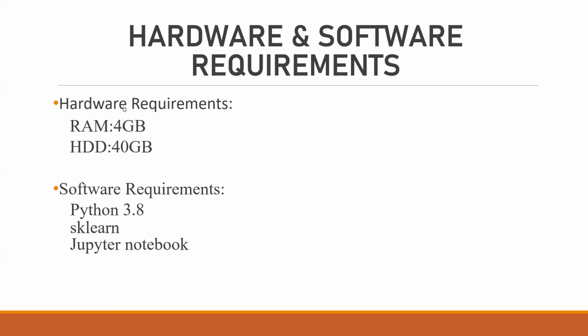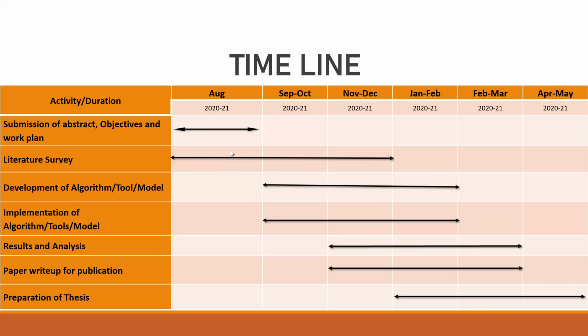The hardware and software requirements are like, it requires 4 GB RAM and 40 GB hard disk space. And the software requirements are, we are implementing the project with Python 3.8 by using sklearn package and also Jupyter Notebook from Anaconda software. This gives the timeline of the project.